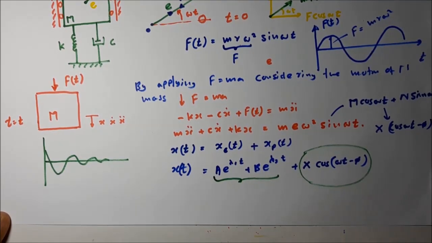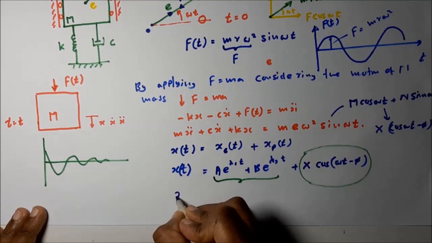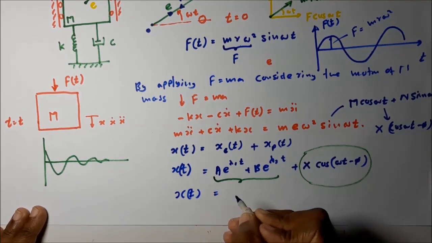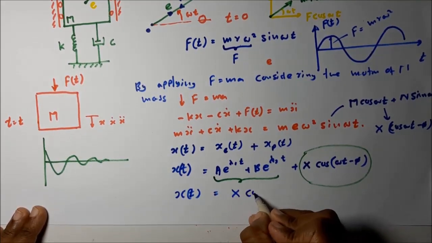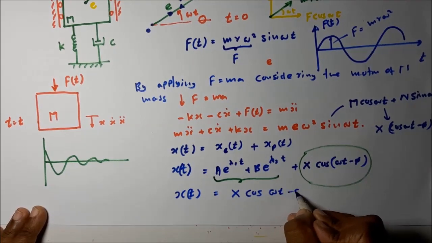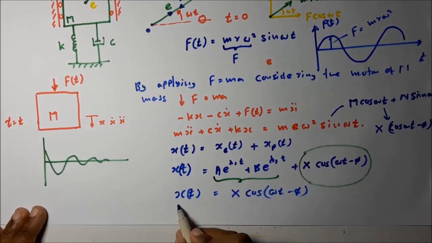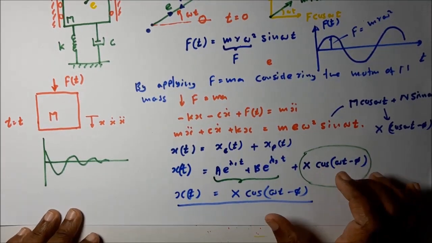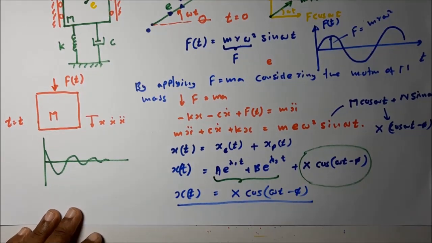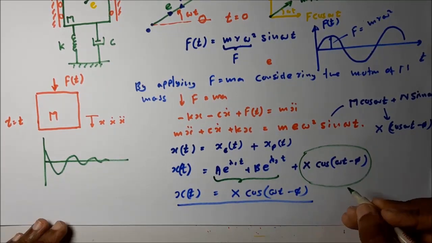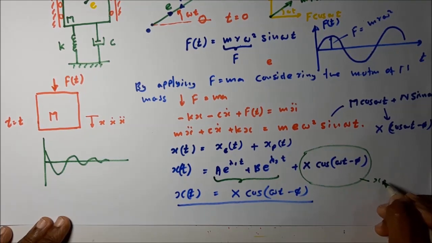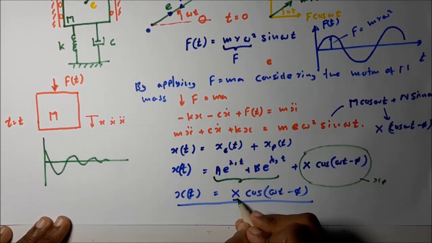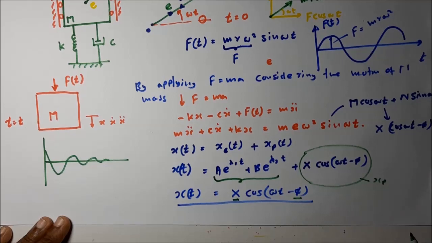So in steady state vibration, the equation is x(t) equal to X cos(omega t minus phi). This is the steady state vibration for this kind of system. This is the particular integral solution. The only remaining one is the particular integral solution, that means x_p is remaining. Here X and phi are unknown constants.